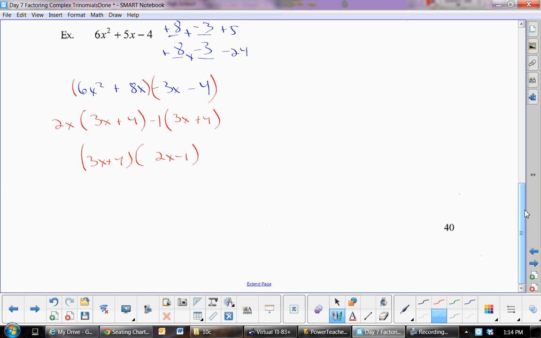Now, we haven't done one yet. Can we just FOIL our answer, see if we get back to our question? This would be what if I multiply these two together? 6x squared, and this would be negative 3x, and then this one, plus 8x, and this one, negative 4. Now, do you see where this comes from? And then this becomes 6x squared plus 5x minus 4. So from the center out, it's 100% like a mirror image all the way up.